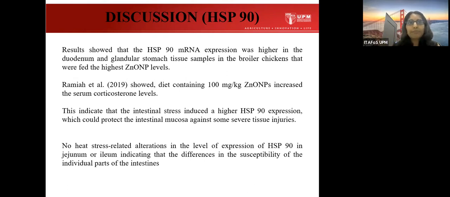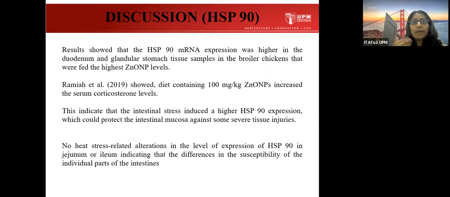In the previous study, the 100 mg/kg reduced the feed intake of the chicken. Why? Because we found that a low level of zinc was absorbed. So that is why in this result, we show that the intestinal stress induced by the higher HSP90 is high because it protects the intestinal mucosa against severe tissue injury. So this is not related to heat stress alteration in the level of expression of HSP90 in jejunum or ileum, indicating that the difference is the susceptibility of the individual parts of the intestine.